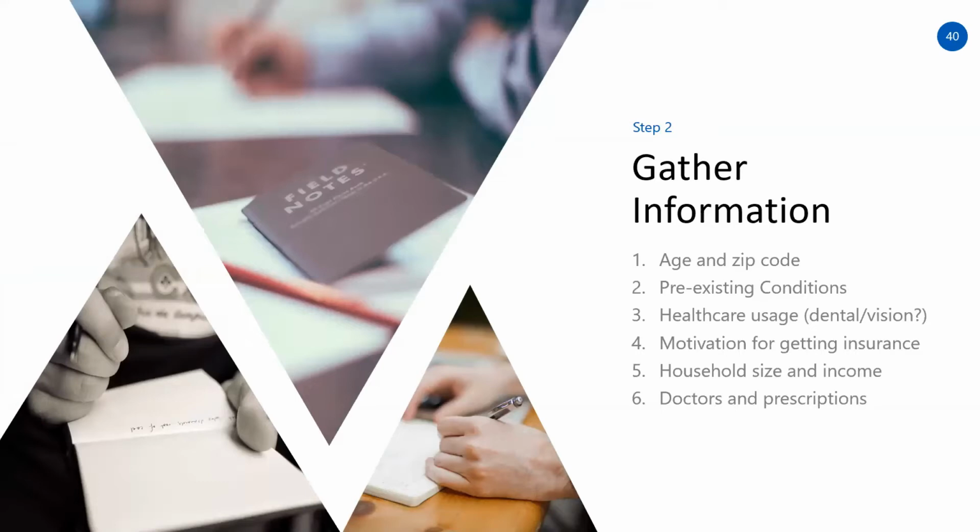Step two, gathering information. So let's start with the easy ones, right? Age and zip code. Next, ask about pre-existing conditions, past healthcare experiences that they've gone through, anything that we need to know about their past that can help us provide good recommendations and really understand the best options for their specific needs.